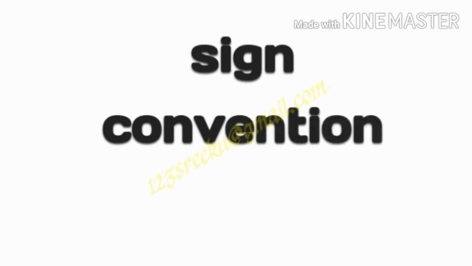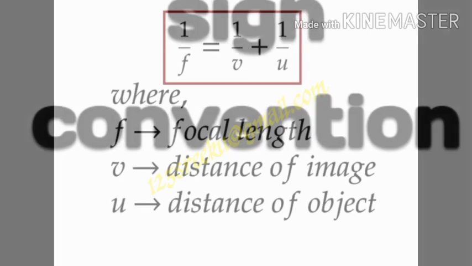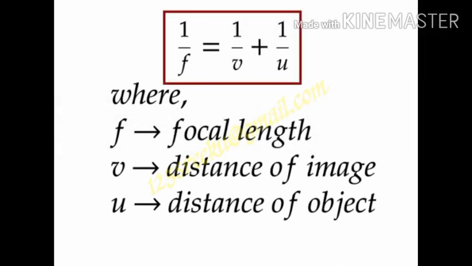In this section, we are discussing the sign convention in the case of a spherical mirror. The sign convention is used for the proper use of the mirror formula. That is, the relationship between object distance, image distance, and focal length for a spherical mirror is given by the mirror formula, 1 by f equals 1 by u plus 1 by v.